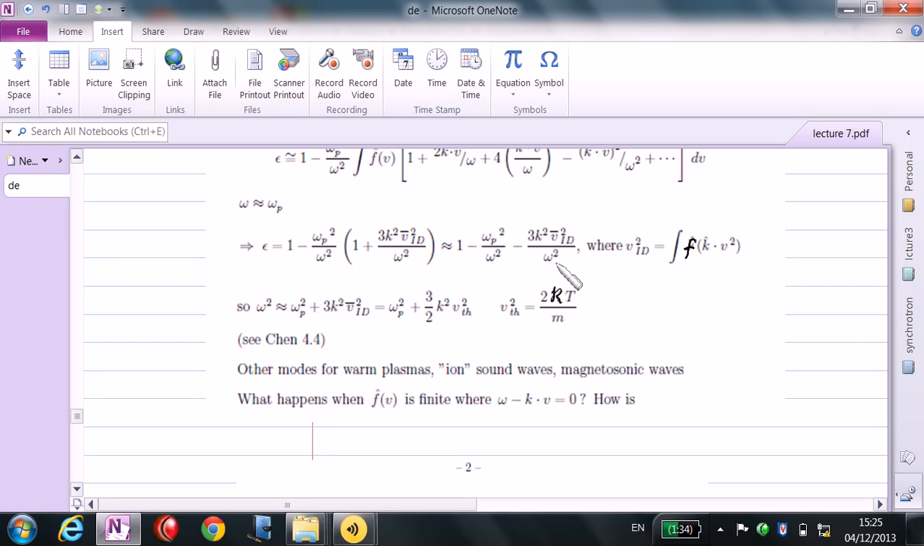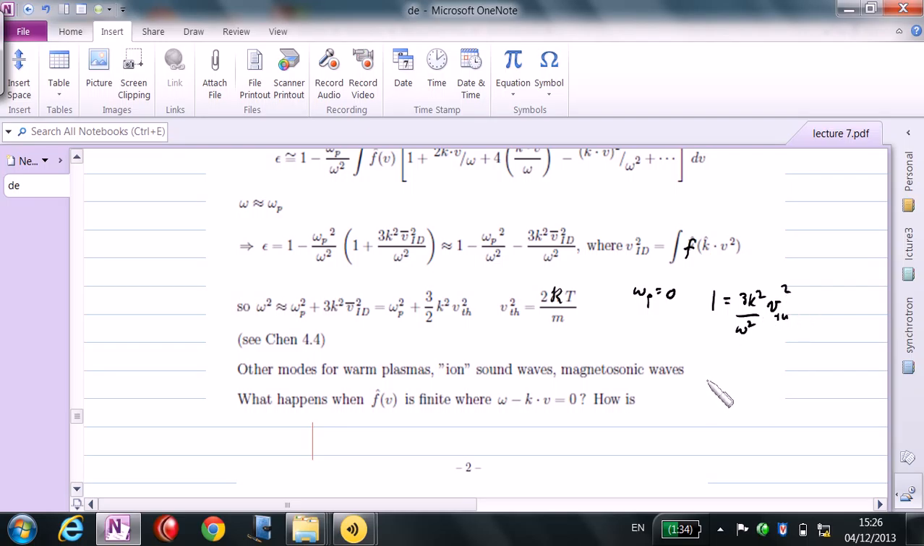Because if the plasma frequency was 0, then this would just give me omega over k. Let's say in the special case where omega p is 0, what we used to call an electrostatic mode is now just a longitudinal mode, and it's 1 equal to 3k squared over omega squared times v thermal squared.